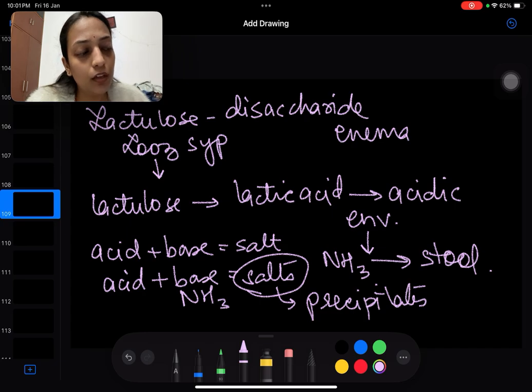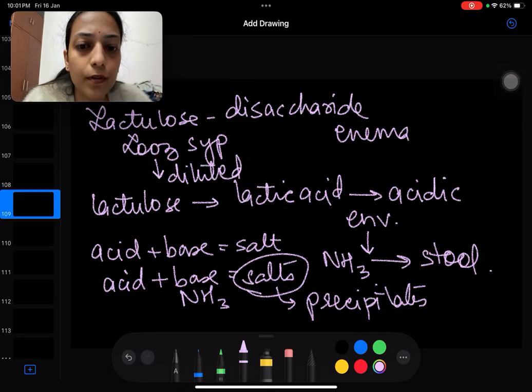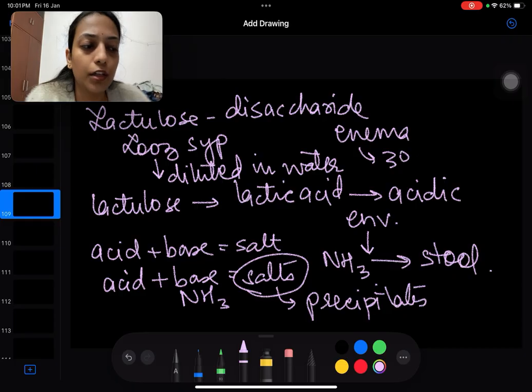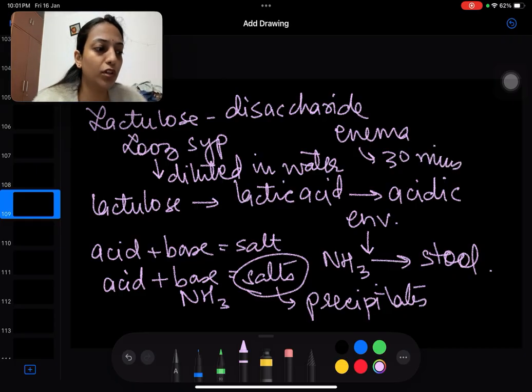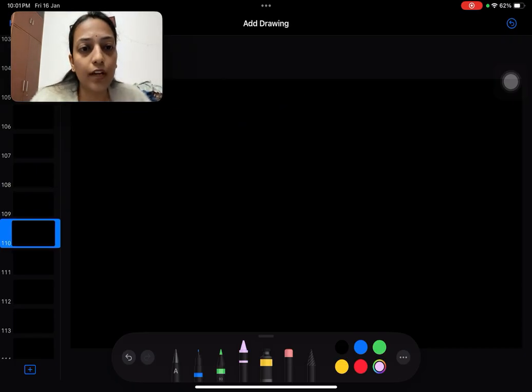So ammonia reduces by 50% by lactulose, and you can give per oral, that is loose syrup, or you can give per rectal also, right? So when you give per oral, you give 20 gram diluted in a glass of water. And enema, you keep it for 30 minutes. Keep it minimum for 30 minutes. Retain it for 30 minutes. This is the first line of treatment for HE.